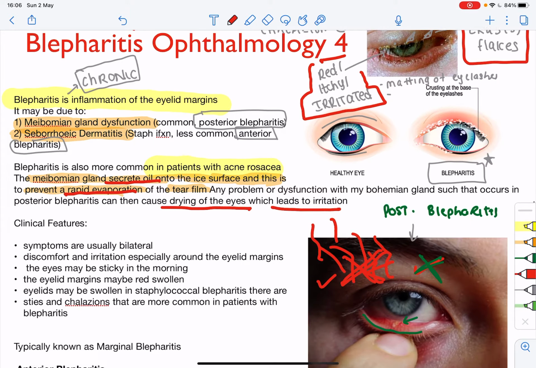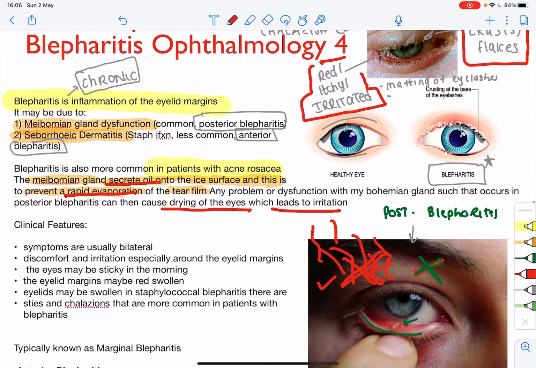So I want to discuss the clinical features, and the clinical features are typically bilateral. There's discomfort and irritation, especially around the eyelid margins. The eyes may be sticky in the morning, and there will potentially be matting of tears as well. The eyelid margins may be red and swollen. Eyelids may be swollen specifically in the staphylococcal blepharitis that we have. And remember, styes and chalazions may arise more commonly in patients with blepharitis.